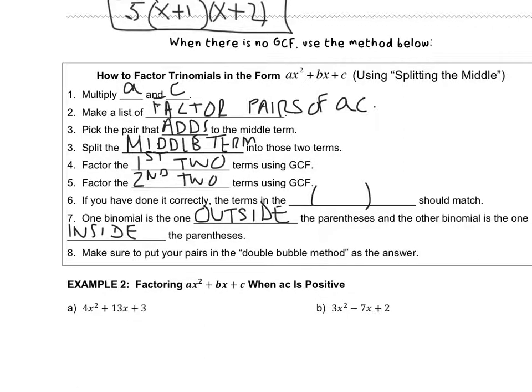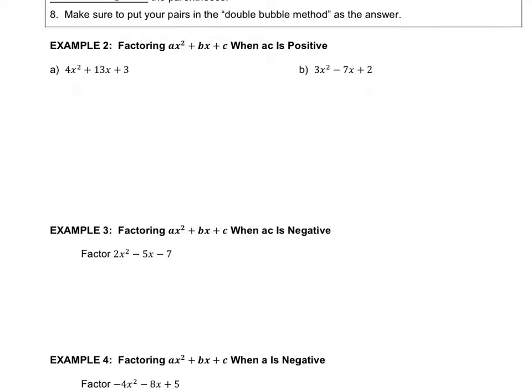One of my binomials is the one with the terms outside the parentheses, and the other binomial is the one inside the parentheses. This will be what we would have as our factored answer from the trinomial we started with. So we want to make sure we put these in the double bubble method as our answer. So let's try a few examples.